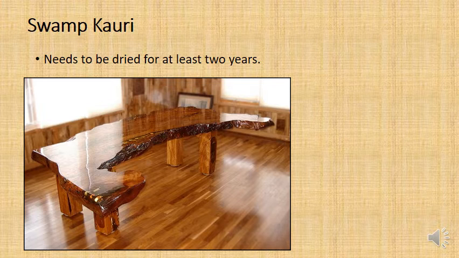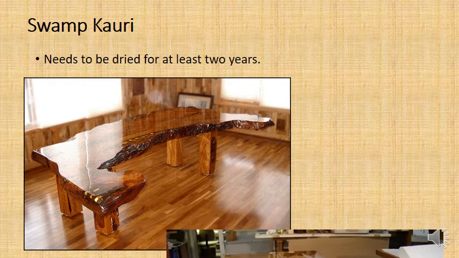So yeah, it's a beautiful wood too. That's a picture of a karri coffee table. Now that's made from swamp karri. As I said, you can't cut down a karri tree, they're protected, but you can dig up these karri trees that are buried underground. That was made from a tree similar to the one you just saw before. It needs to be dried for about 2 years to get all of the moisture out of it.